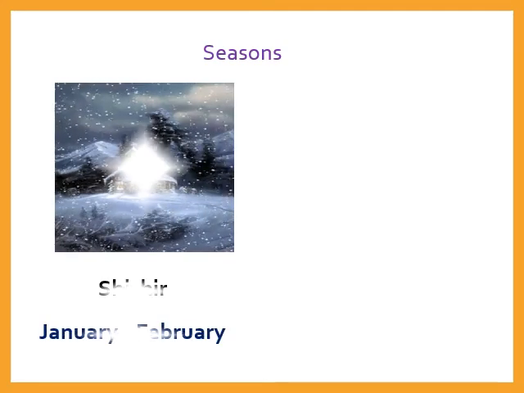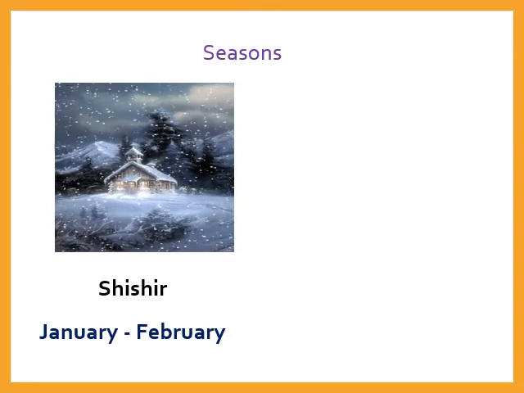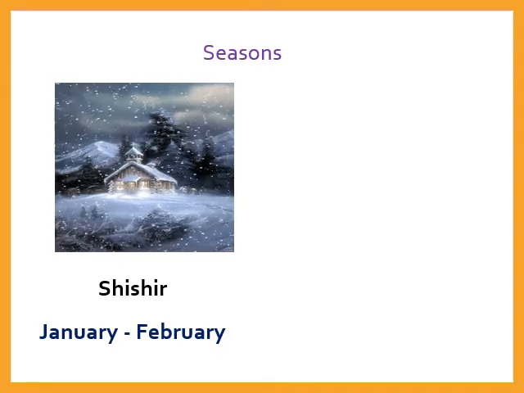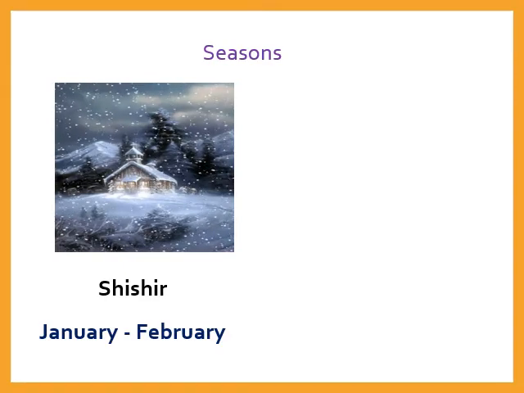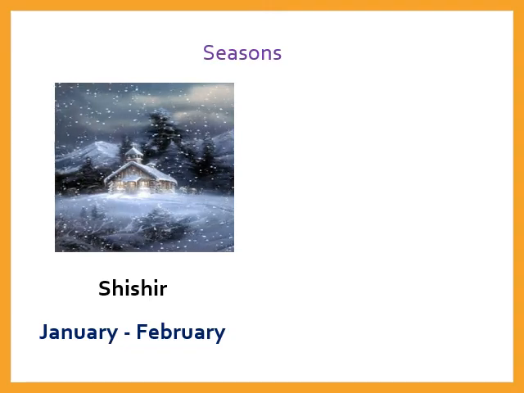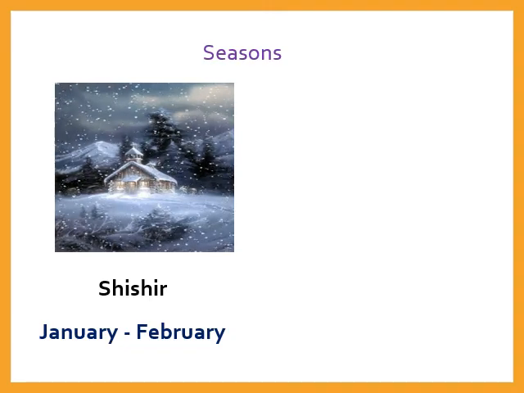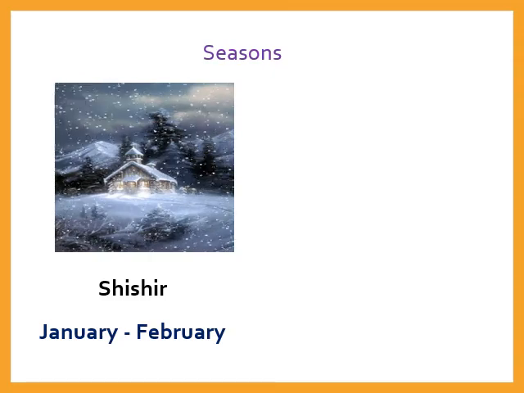Now let's learn about the seasons. The year is divided into 6 seasons. The first season is Shishir. Shishir starts in the month of January and ends in the month of February. It is a colder winter season. We like to wear woolen clothes in this season.